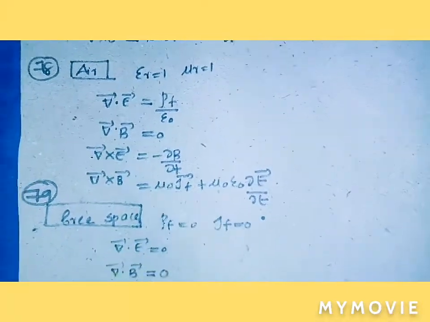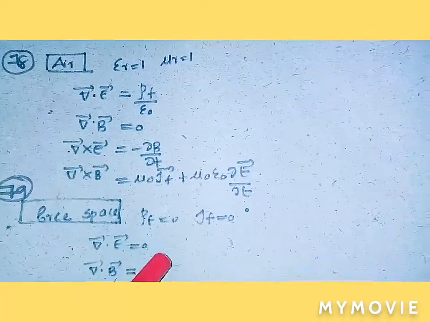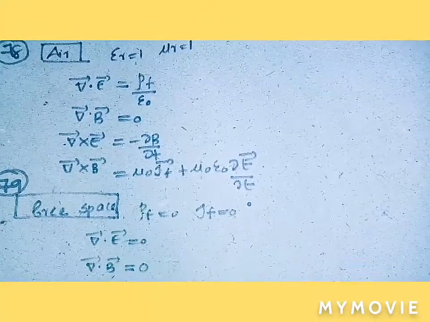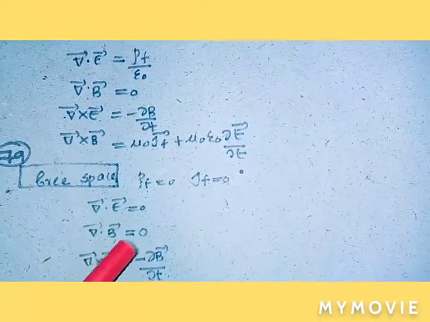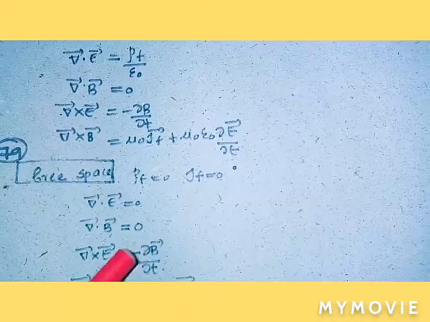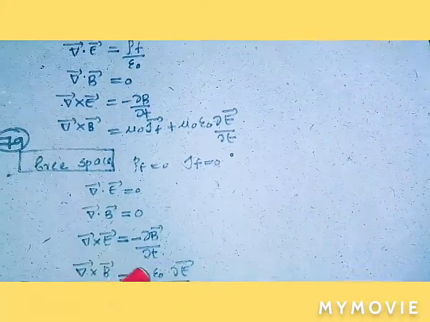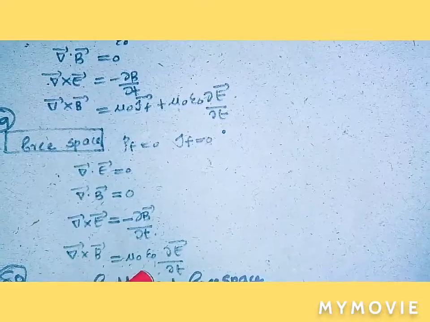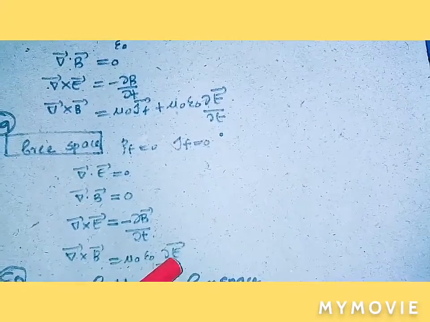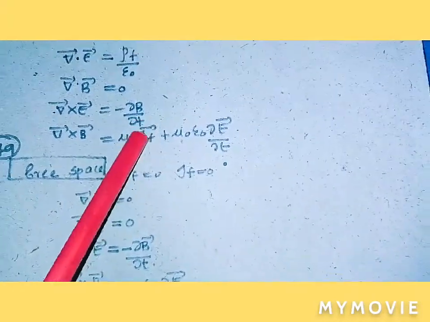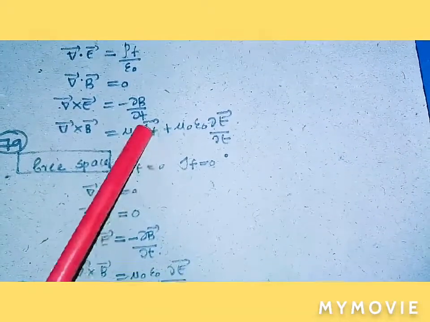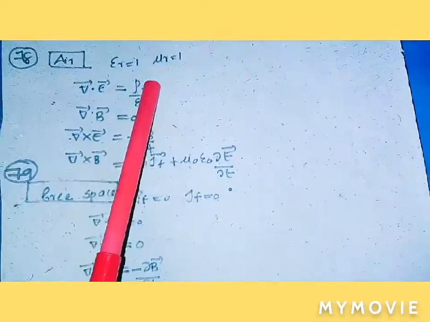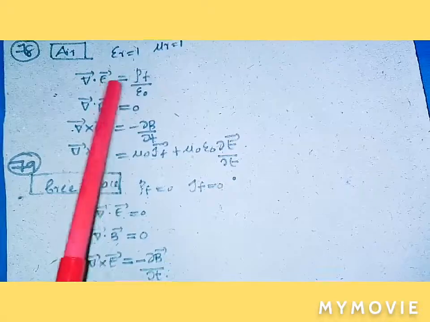For free space, we know that JF and rho F are equal to 0. So del bar dot E bar is equal to 0. Del bar dot B bar is equal to 0. Del bar cross E bar is equal to minus dou B by dou T. Del bar cross B bar is equal to mu 0 epsilon 0 dou E by dou T. Because JF is equal to 0, this term cancels. Here also rho F is equal to 0, so this will be 0 in free space.